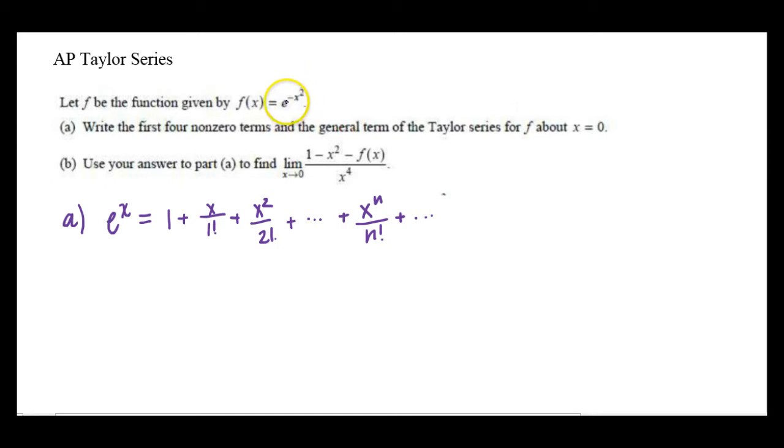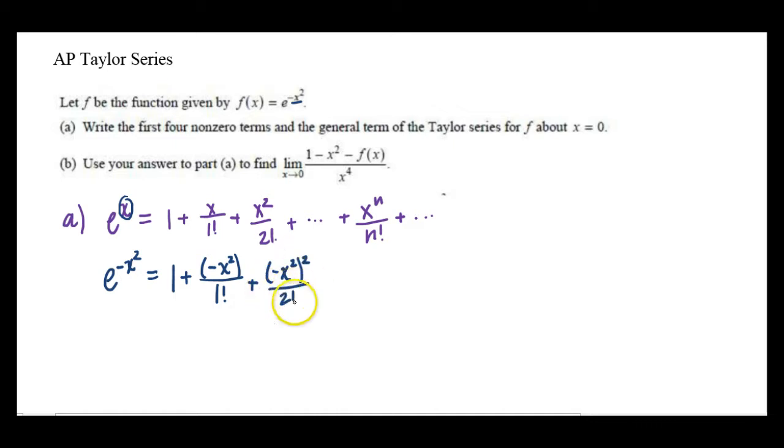So if I'm interested in e to the negative x squared, in place of x, we are going to replace our value of x with negative x squared. So for every x in the Taylor series expansion, we are going to replace it with negative x squared. So e to the negative x squared. Well, 1 doesn't have any x's in it, so that's not affected. So we're going to do 1 plus, and then we're going to replace this x with a negative x squared over 1 factorial. And then plus, we have negative x squared over 2 factorial.